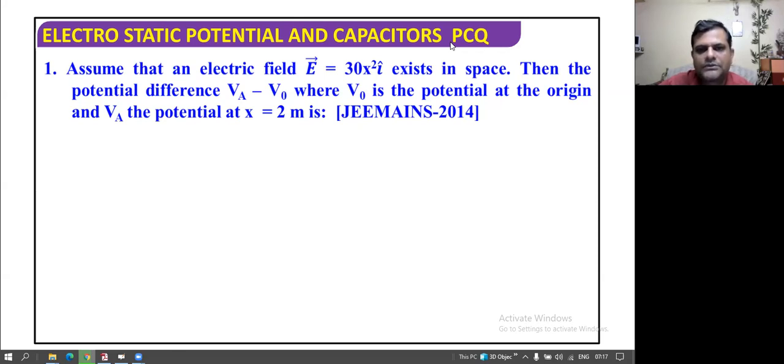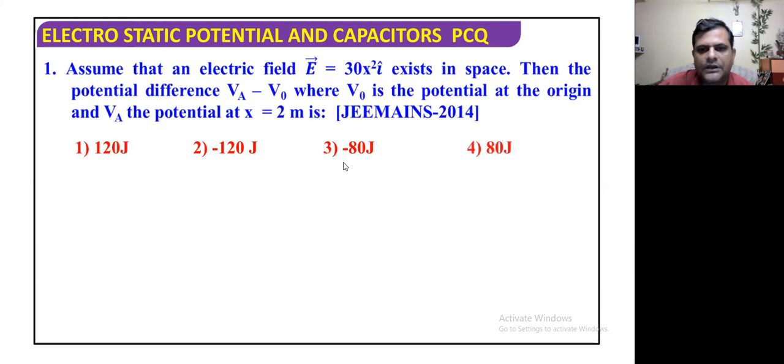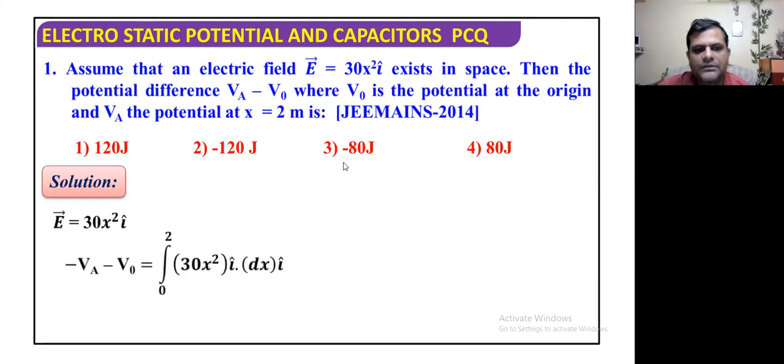So in this case, we have to find out the potential at x equal to 2, and the potential at origin is given to be V naught, and we want to find out the potential difference. So let us use the relationship between the potential difference and electric intensity in integral form. We already saw this last time that VA minus V naught is actually equal to the integration of E bar dot dr bar.